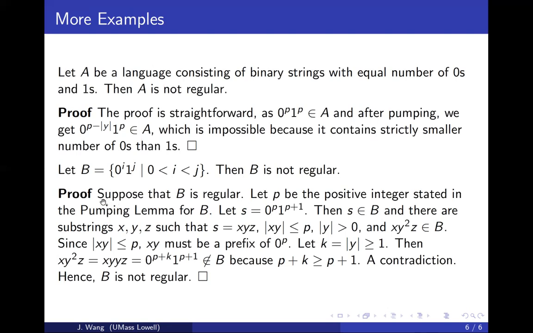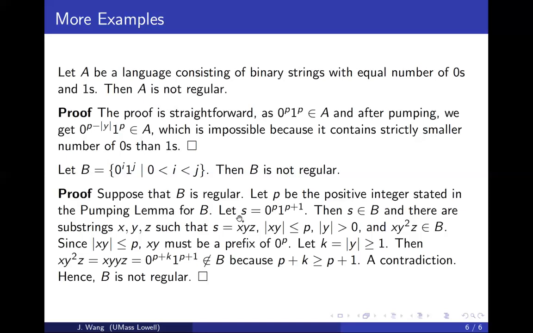So again, we assume that B is regular. Then by the pumping lemma, there is a P. So let P be the positive integer stated in the pumping lemma for B. As we said earlier, P depends on your language. So when B is given, and if B is regular, then we can find that P. P is, again, from our proof, the number of states in a DFA that accepts B.